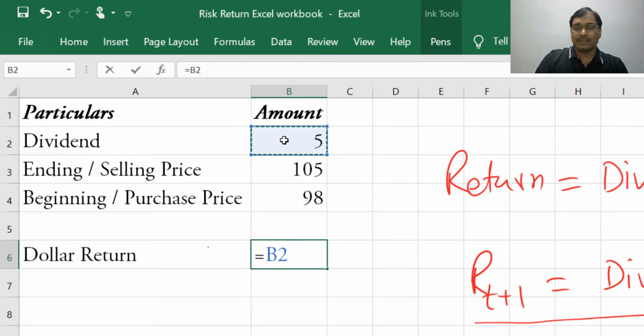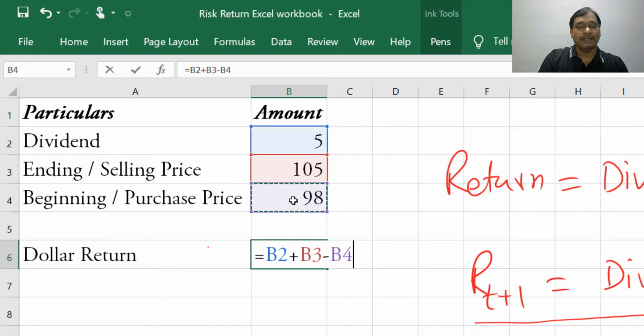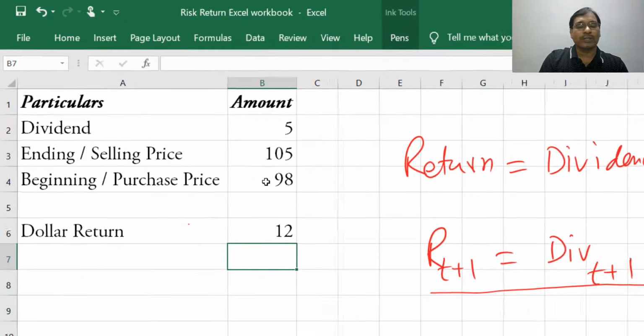Then plus, select the cell where your selling price is. Here is your selling price. Then minus your purchase price or the beginning price. Select this cell. Then click the enter key on your keyboard. So you got the dollar return.